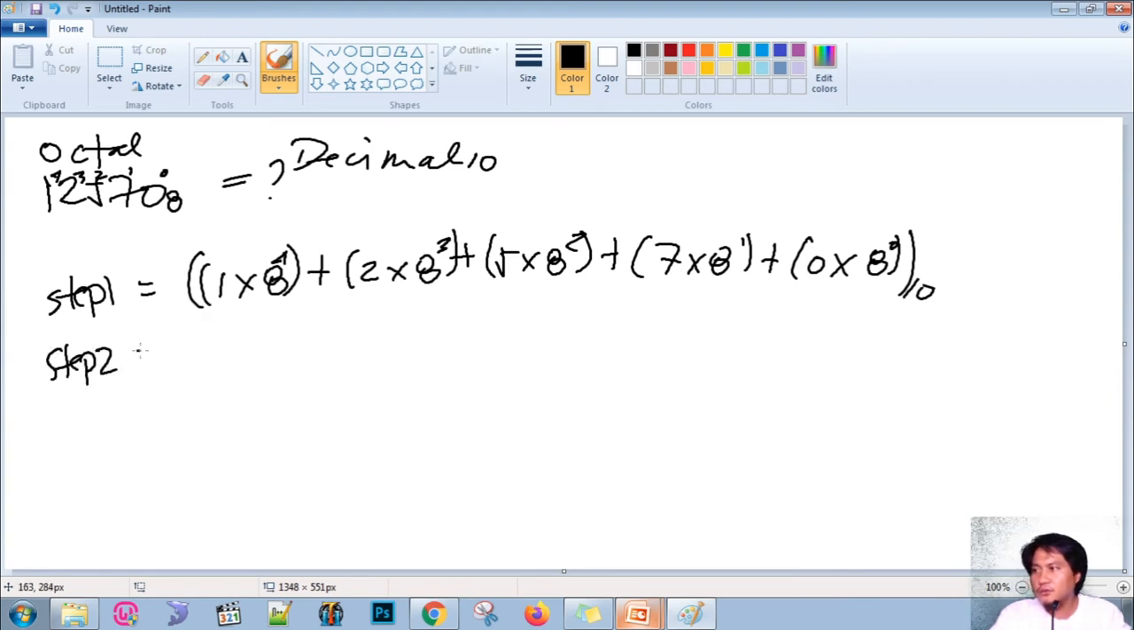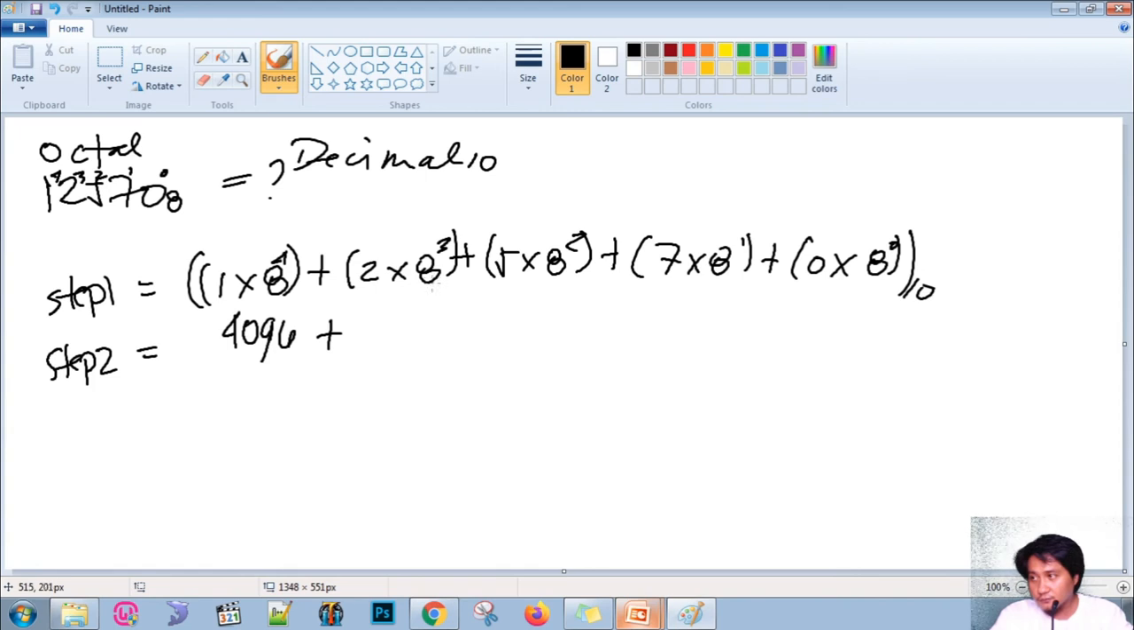So in step 2, we will now compute the equivalent value of those numbers with their powers. For example, 8 to the power of 4. 8 times 8 times 8 times 8 is equivalent to 4096. This is 4096 because 4096 times 1 is still 4096.